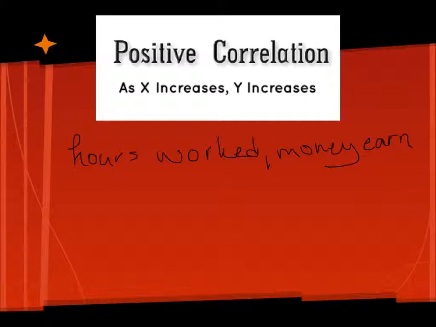Another example of a positive correlation would be the age of a child and their height. As children get older, their height increases. So as their age is increasing, so is their height. As one value increases, so does the other one.